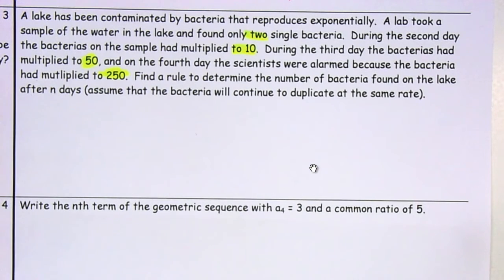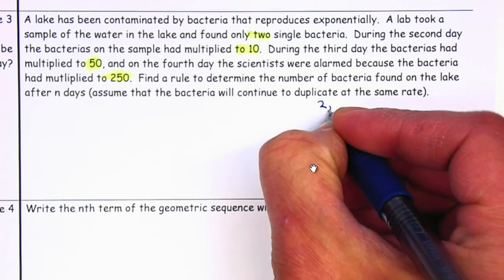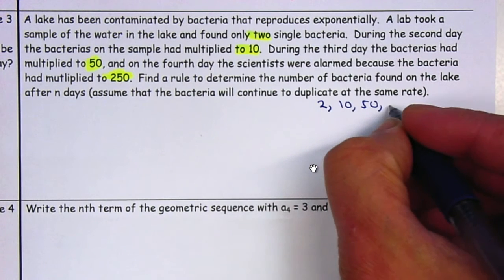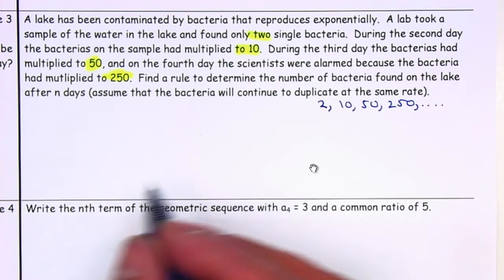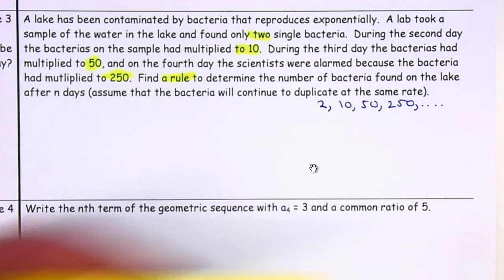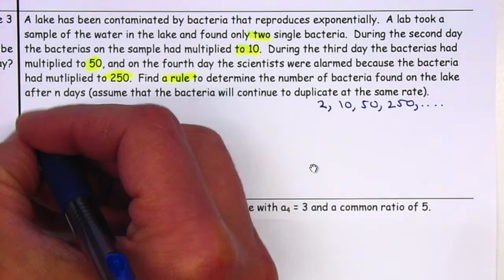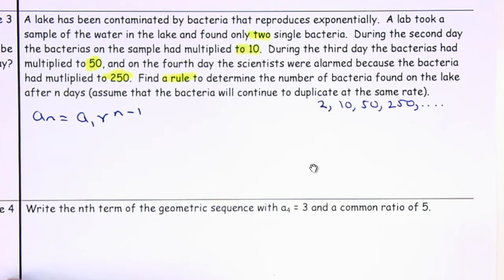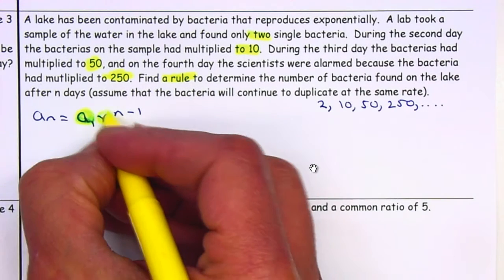So the first thing that we should do, we should go and make a list. We have the first day they found 2 bacteria. The second day they found 10 bacteria. The third day it's 50, 250, and so on. So we need to be able to find a rule. We need to be able to find an equation. We need to find the n term. So let's write that formula down. A sub n is equal to a sub 1 r to the power of n minus 1. I need to plug in the a sub 1, the first term, and the ratio.